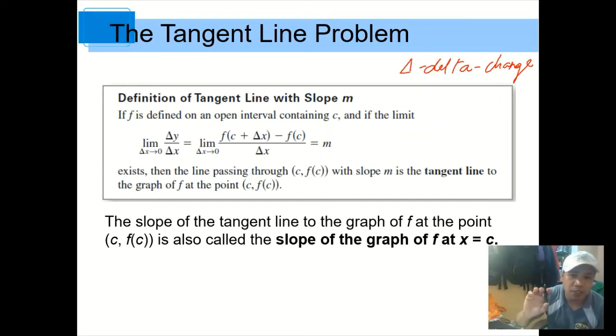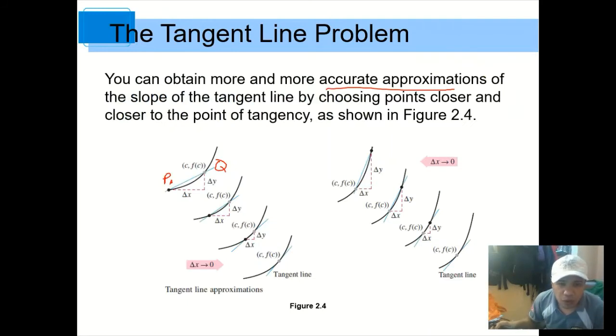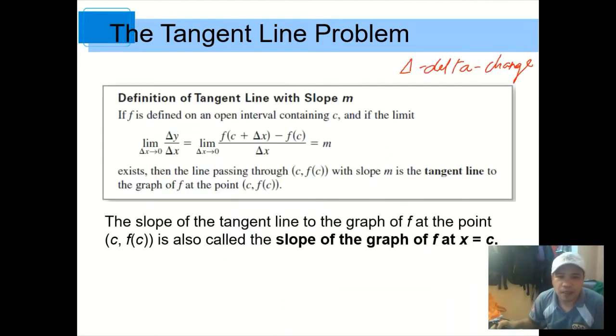So, kanina nga kung mapapansin nyo, habang lumalapit yung q, yun yung idea ng delta x approaches 0 hanggang sa halos dikit na, infinitely close. So, the slope of the tangent line to the graph of f at the point c, f of c, is called slope of the graph of f at x is equal to c.